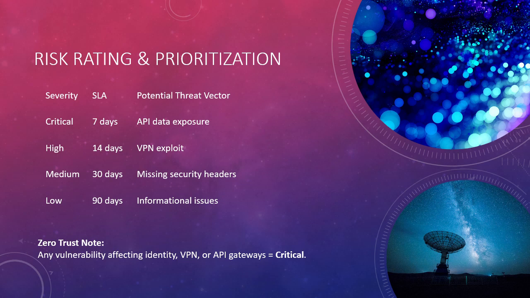Critical vulnerabilities must be remediated within 7 days. As you can see in the table, 14 days for high, 30 days for medium, and so on. This SLA model ensures we address the most impactful issues first and maintain an acceptable level of operational risk.